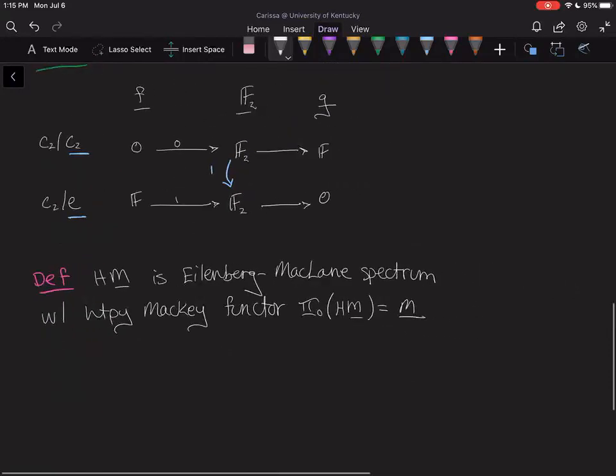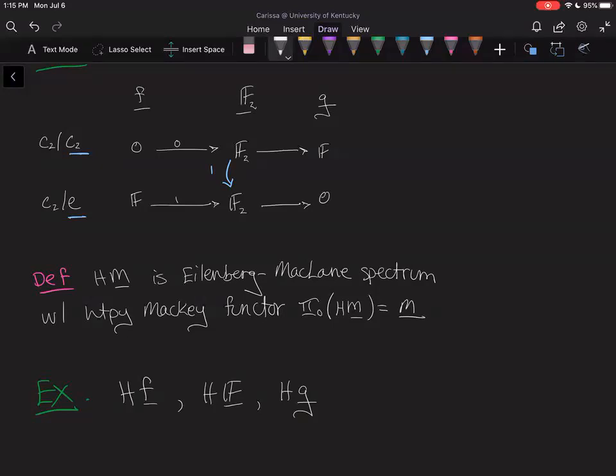So for example, we have H little f, H capital F, and H little g. And aside from suspensions of these spectra, these are the only spectra we're going to talk about today.